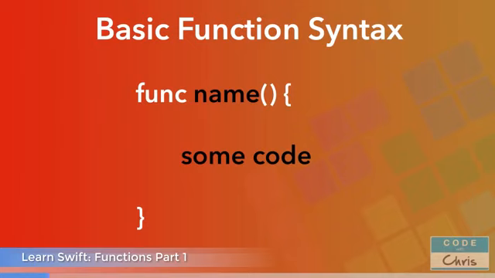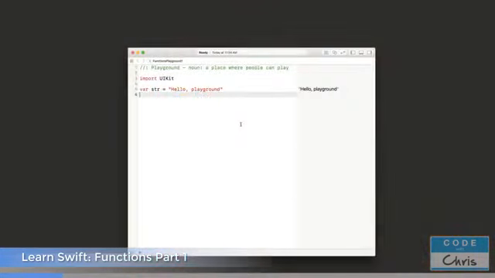And then you're going to have a set of curly brackets. And as you would expect, in between the curly brackets, you would put the code for the function. So whenever you call the function name, that code in between those curly brackets is going to be executed. All right, let's jump into the playground and do some examples.